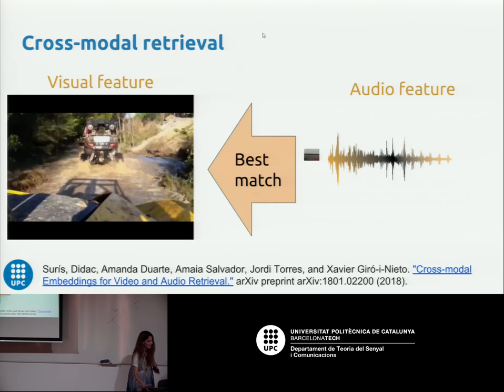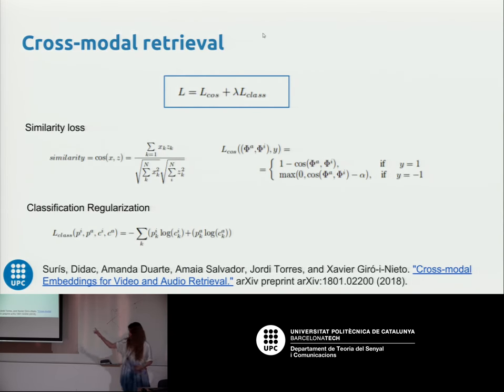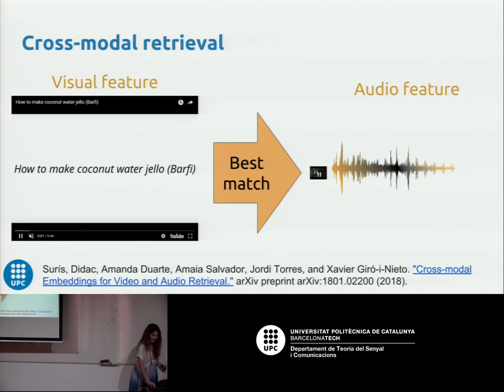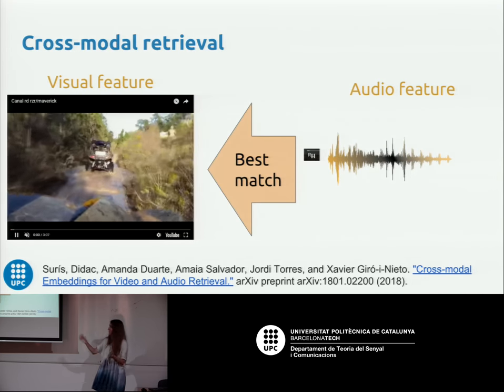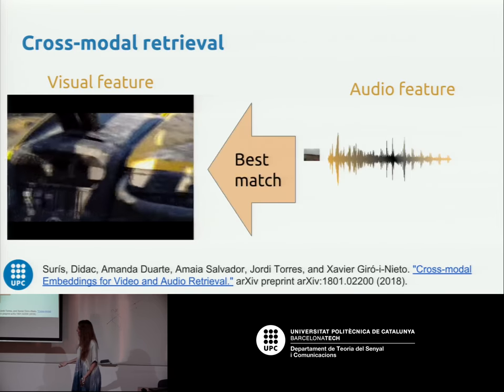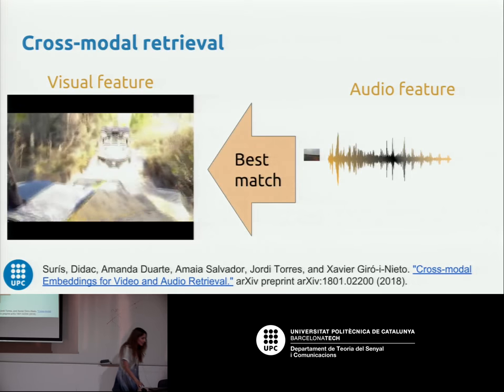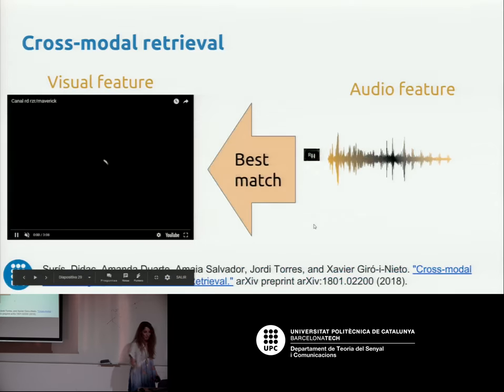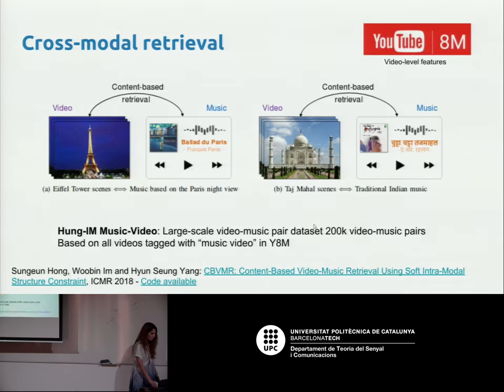Before going on, once you learn a space, you can retrieve: given a modality, in this case a video, you can find the best song match for it. Given an audio example, you can also do the other way around. So you can do both. The sound you hear now isn't the real sound, but something that matches it very well.